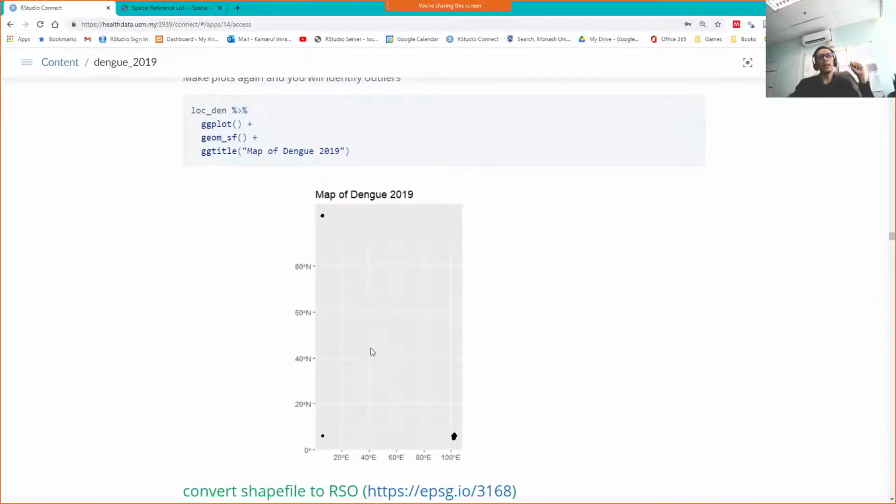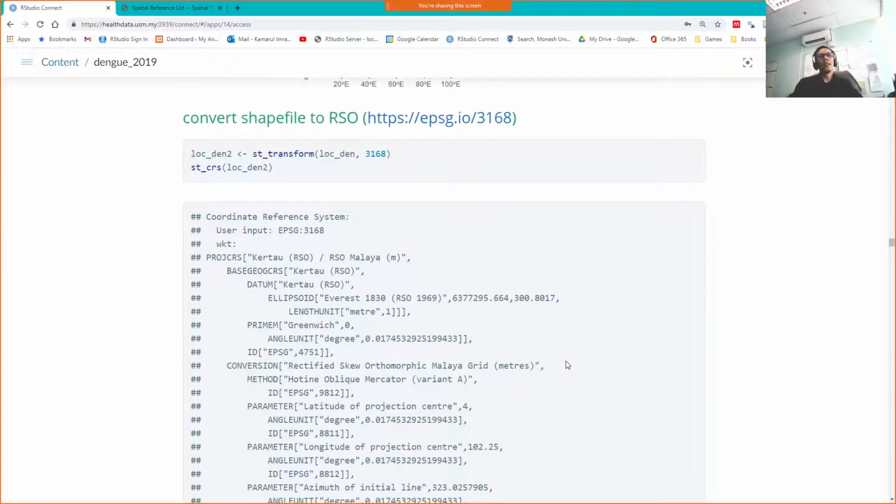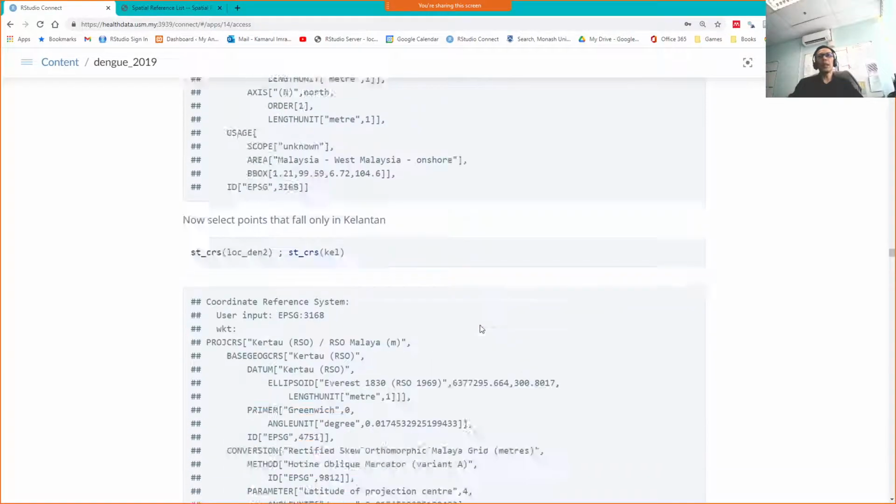I also did some exploratory data analysis, and I can see a few points here, here, and here. This is because some data were entered wrongly. Some latitude became longitude and longitude became latitude. That happens, it's normal.